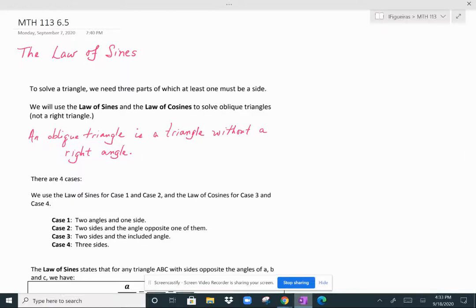Hi, this lesson is about the law of sines. So again, we will be solving a triangle, but this time we'll be solving triangles that are oblique, not right triangles. So we need other techniques.